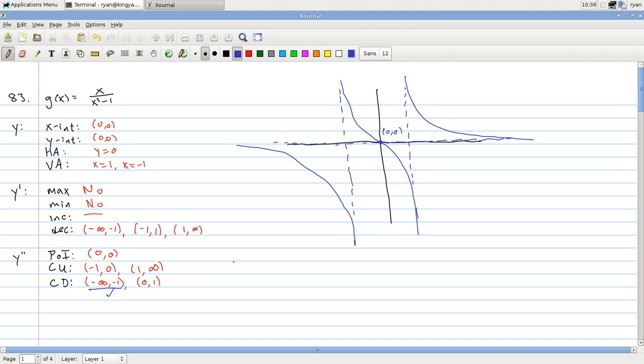And then it becomes concave down from 0 to 1. So concave down from x equals 0 to x equals 1. That again makes sense from our graph. And then finally, it's concave up from 1 to infinity. So from x equals 1 out to x equals infinity, it's concave up. So the graph that we have here seems consistent with the information from the original function, from the first derivative, and from the second derivative.